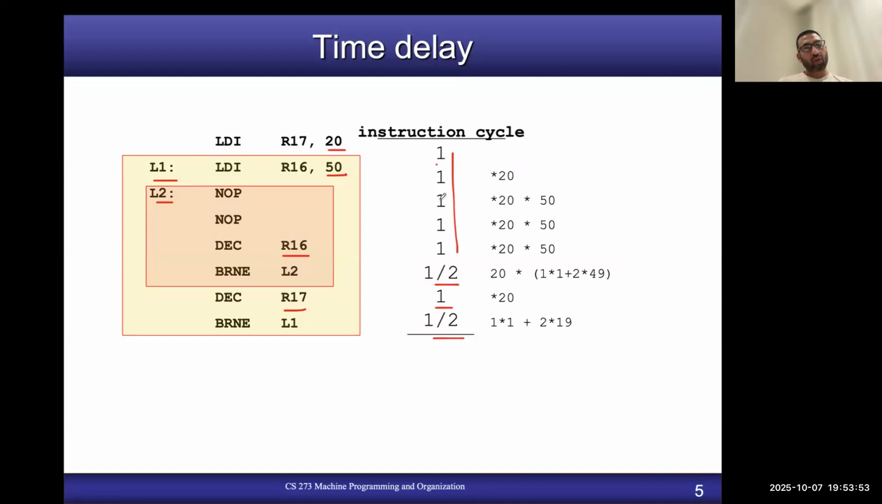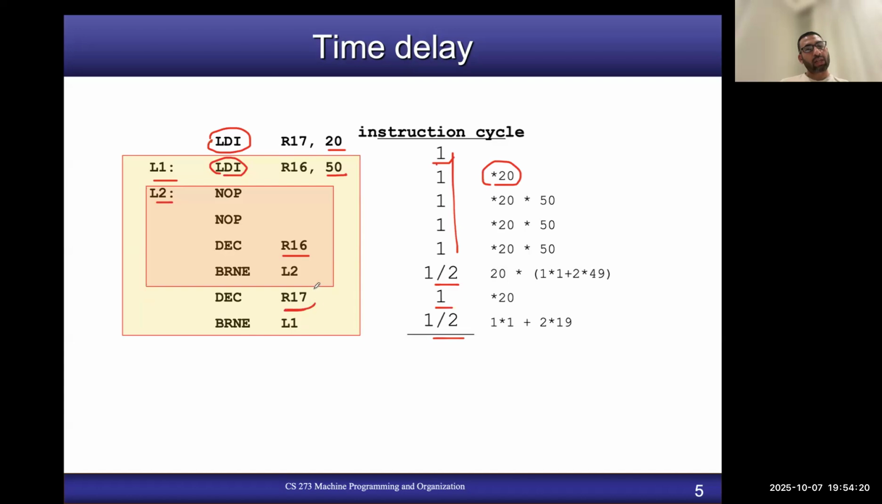So if I first focus on the outer loop, this first instruction, load immediate, will be executed only once, right? Because it is used only to initialize R17 one time. But after that, we enter the body of the outer loop, and there we have a load immediate instruction. So it will be executed how many times? 20 times, right? And then I will come back to L2 later on. So then we can move to the decrement instruction.